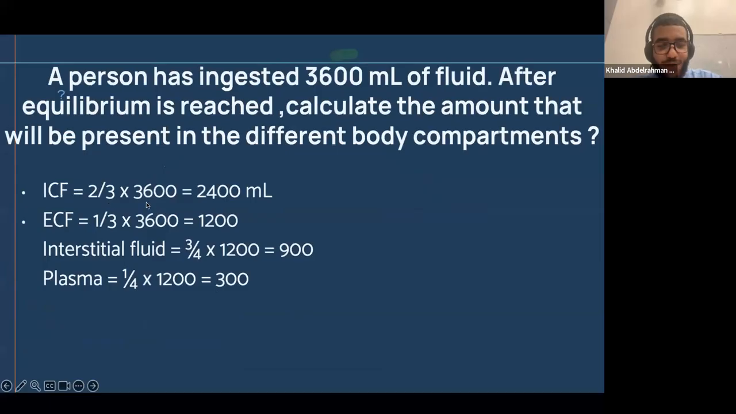ICF will be 2/3 times 3,600, which is 2,400. And ECF will be 1/3 times 3,600, which is 1,200. And out of that, 3/4 or 75% is interstitial fluid, and a quarter will be in the plasma. So is this concept clear for everyone? Yes. Yeah.